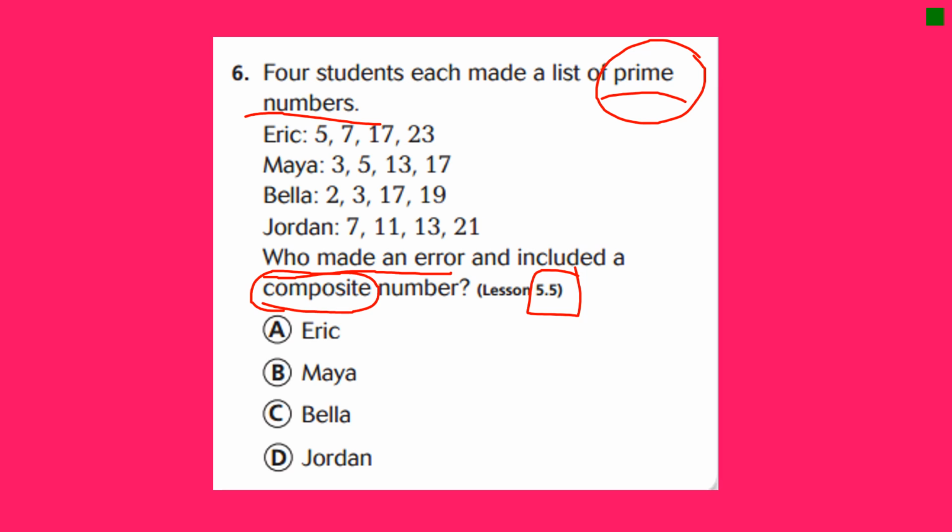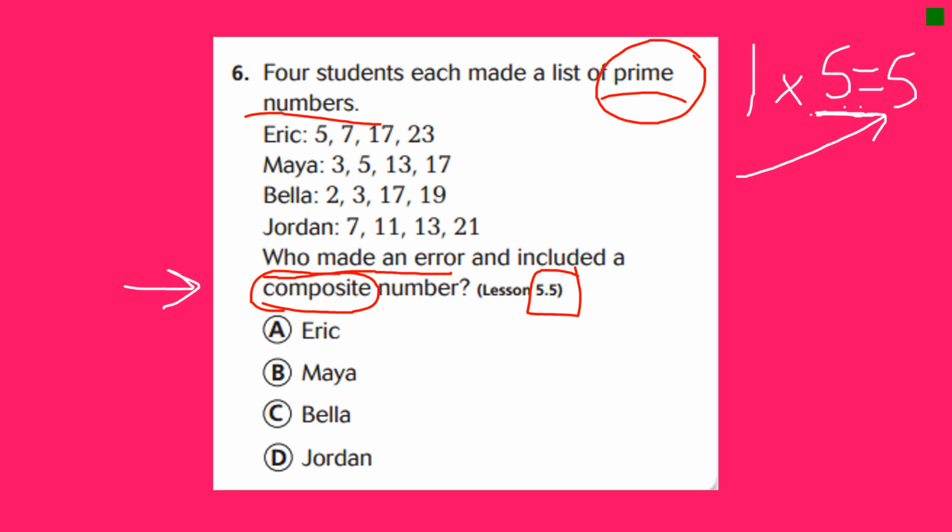A prime number only has 1 and itself as factors. Can you think of an example of a prime number? 5. Yeah, great job. 1 times 5 equals 5. You cannot multiply 2 whole numbers other than 1 and 5 to get 5. 5 is a prime number. And then a composite number, that's every other whole number that's not prime. So let's take a look at their lists.